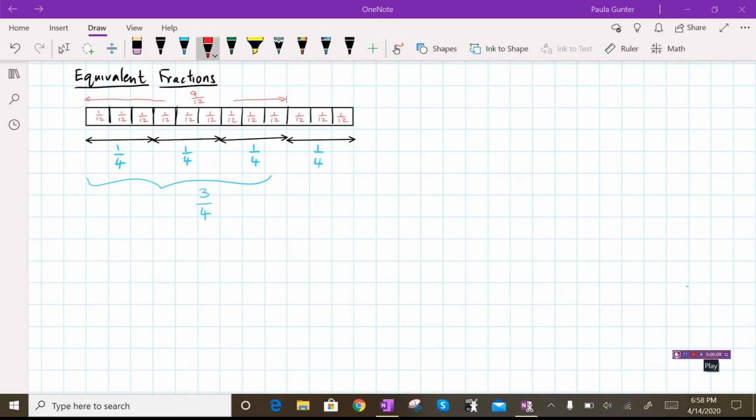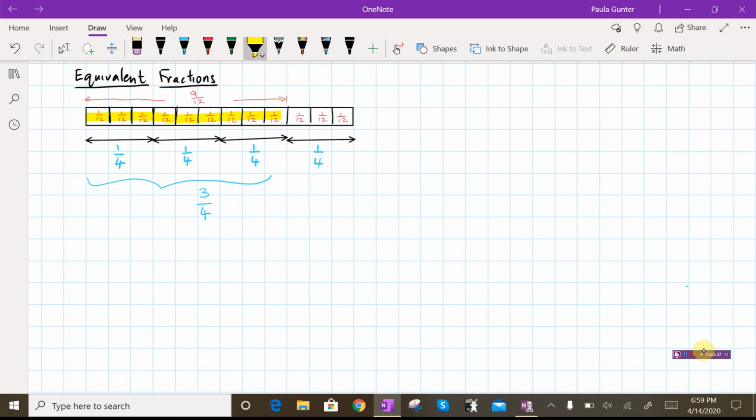Today we're going to continue by looking at equivalent fractions. Now, equivalent fractions are two or more fractions that represent the same quantity. In other words, they have the same value. So if I look at this section in my diagram here, I've highlighted 9 parts out of 12. So that's the fraction 9/12.